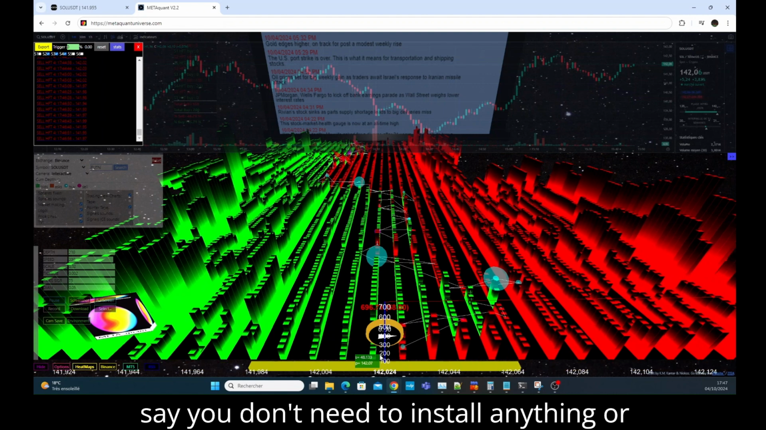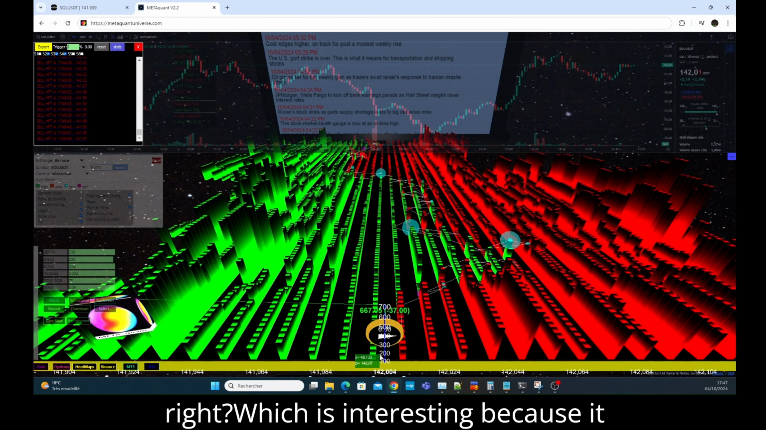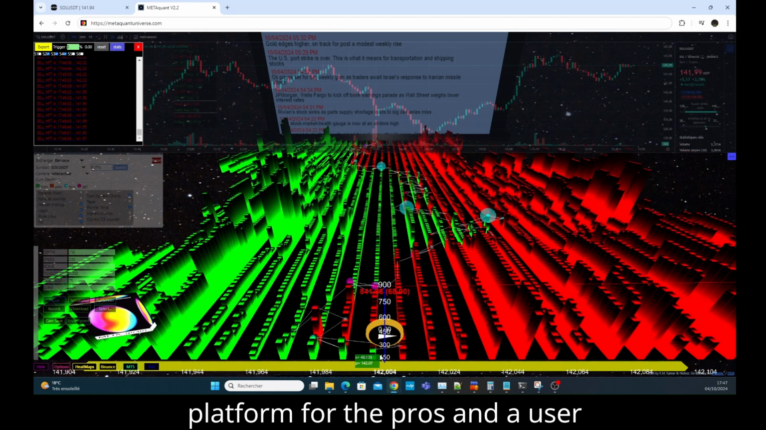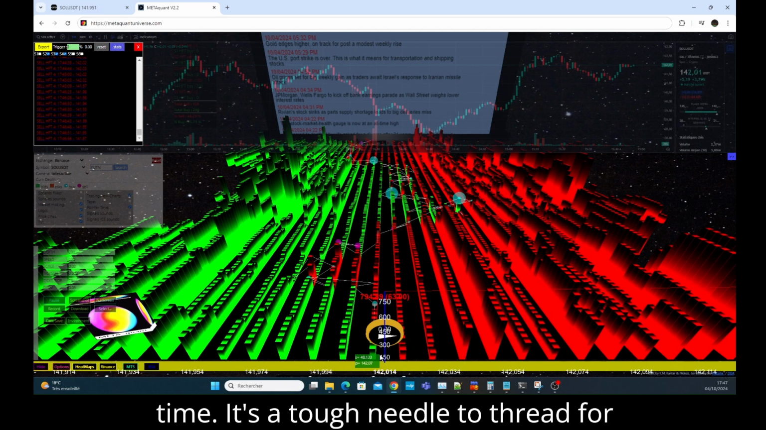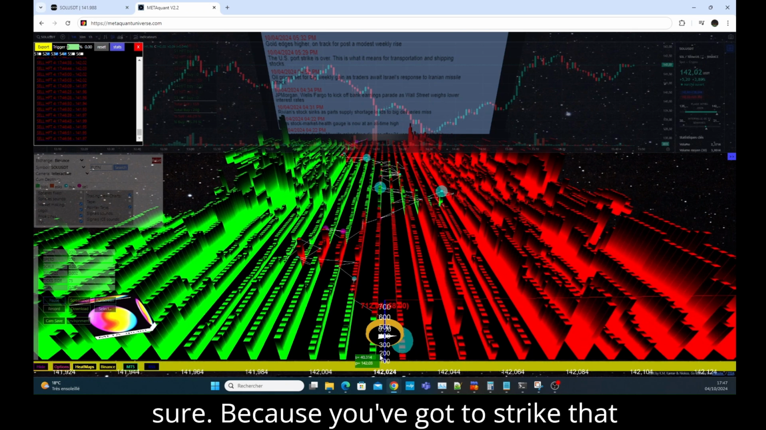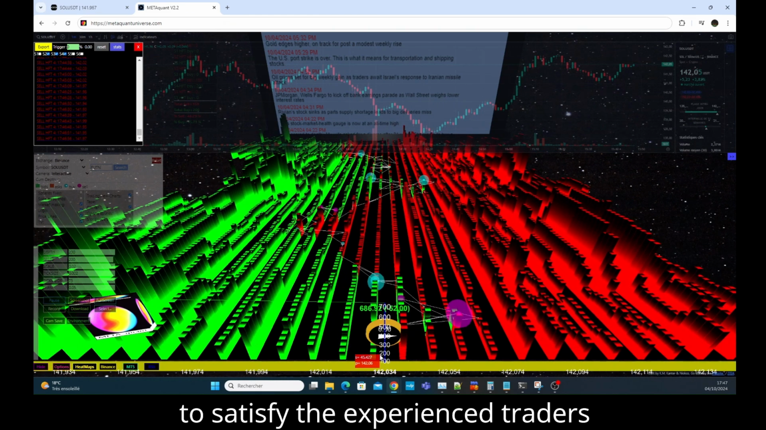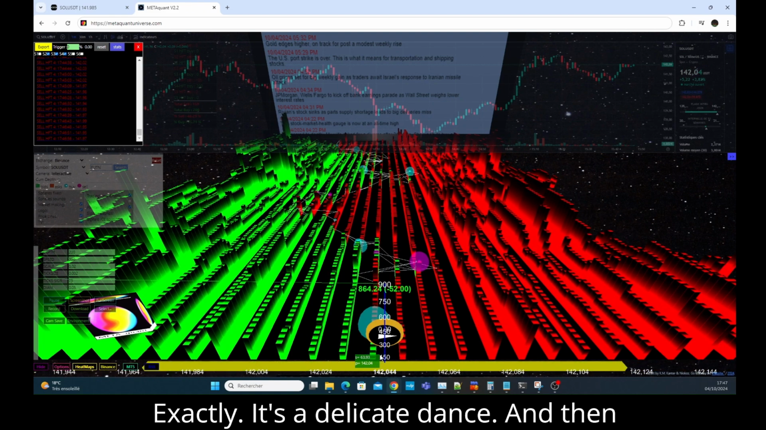They even say you don't need to install anything or connect data feeds or anything like that. Right, which is interesting because it seems like they're trying to be everything to everyone. A cutting-edge platform for the pros and a user-friendly tool for newbies all at the same time. It's a tough needle to thread, for sure, because you've got to strike that balance between offering enough features to satisfy the experienced traders without overwhelming the beginners. Exactly. It's a delicate dance.